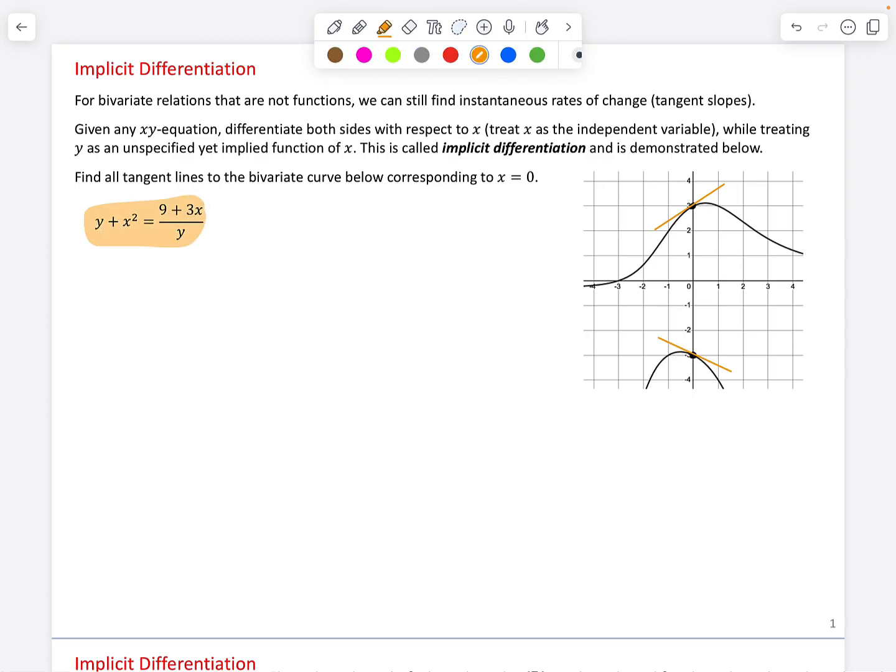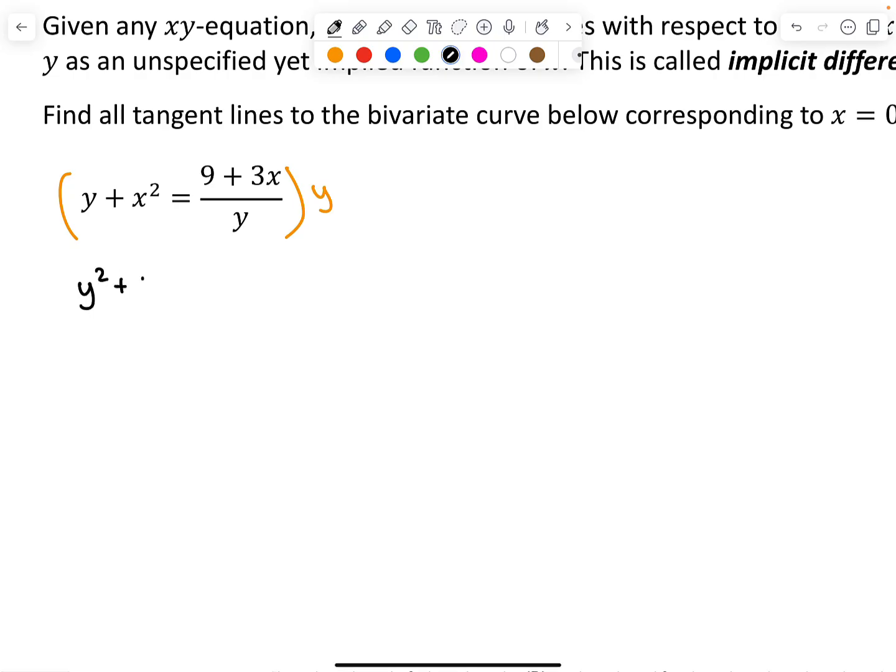So here's our equation. I need to differentiate both sides with respect to x. That means when I differentiate the right side of the equation, I would need to use the quotient rule, which if you would like to avoid, you can manipulate the equation prior to differentiation. So I'm actually going to multiply both sides of the equation by y prior to doing differentiation. So I'd get y squared plus y times x squared equals, and then just 9 plus 3x. If you can get the equation without any denominators, it will be easier to differentiate. And now we differentiate both sides with respect to x.